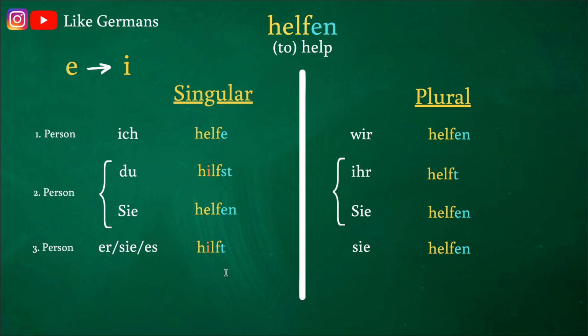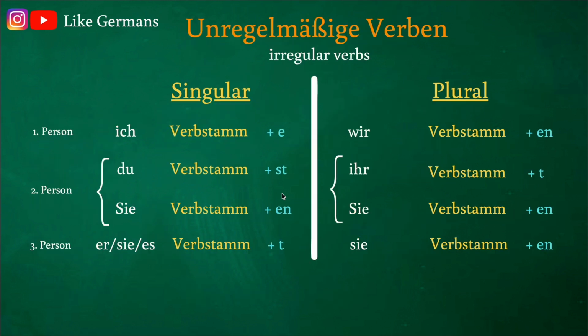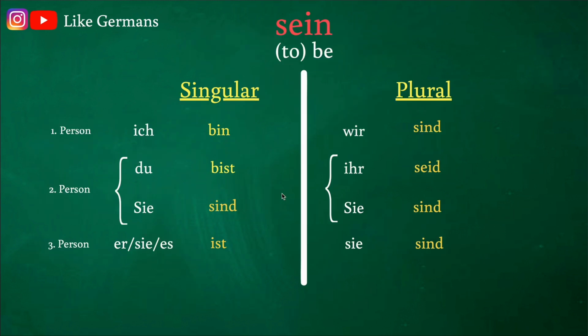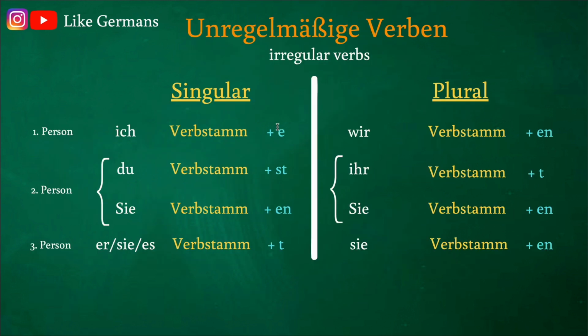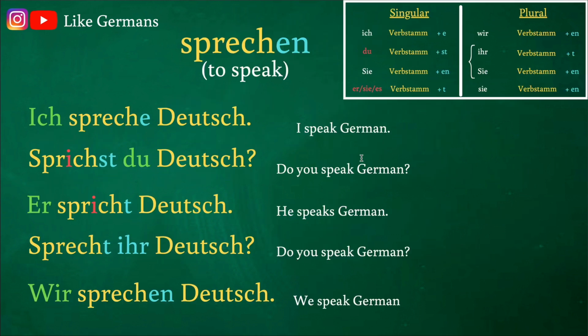Alright, the next one, helfen, which is to help. In this case, the e will turn into i. Now remember, this only happens with du and with er, sie, es. And really important to remember, everyone, that the endings stay the same for these irregular verbs. They are the same as the regular verbs. Just the vowel change is different.